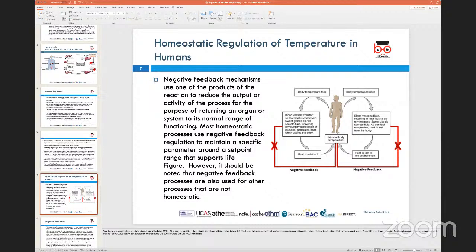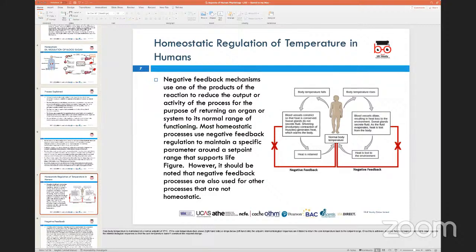Now, if you step into, for example, a hot environment, say, for example, you step into a sauna on a weekend, because the sauna is typically at a very, very high temperature, your body is encouraged to sweat.